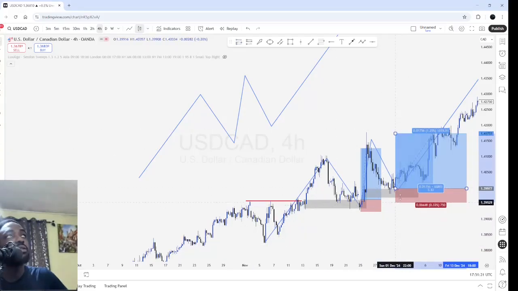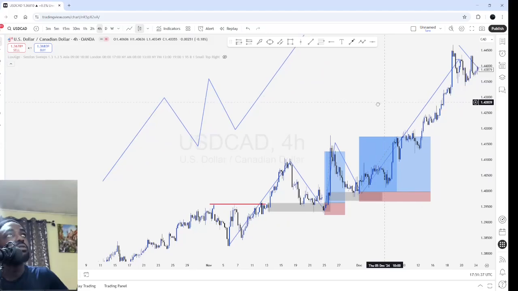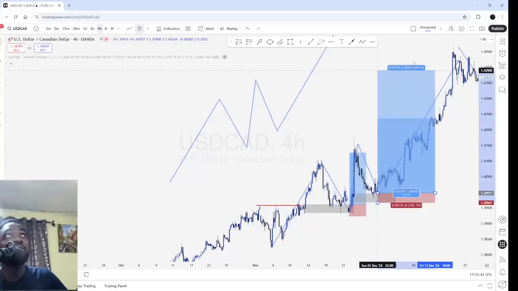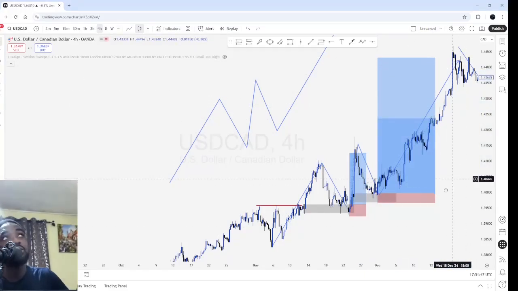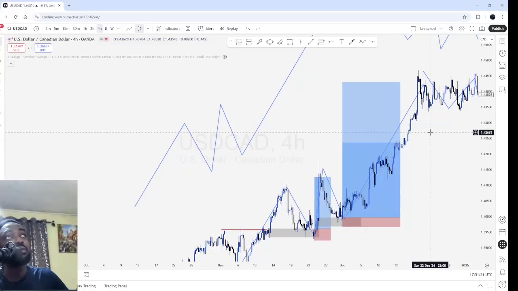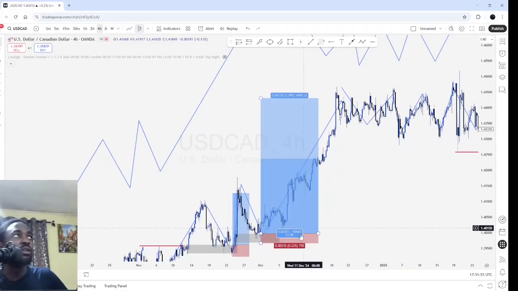Then you do it. So if you want to go more, 1:3 or 1:4, 1:5, this can even give you 1:13. Imagine you're risking $1 and you are getting $1,300. Do you get me? But only if you can hold it.